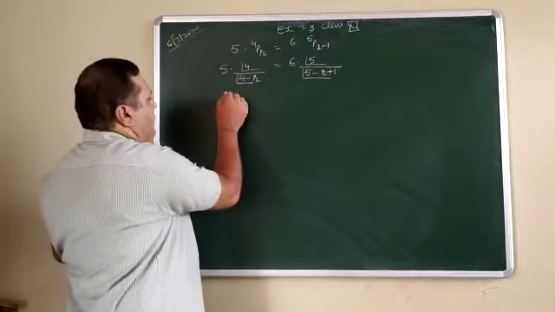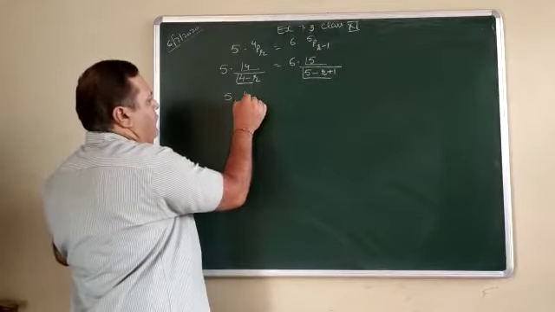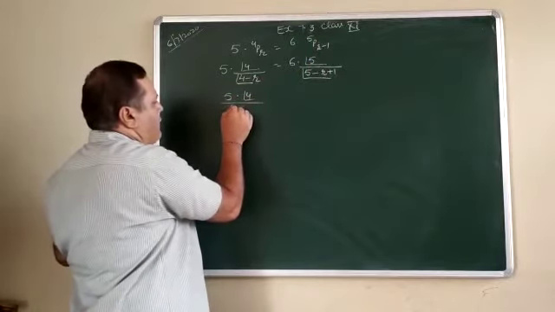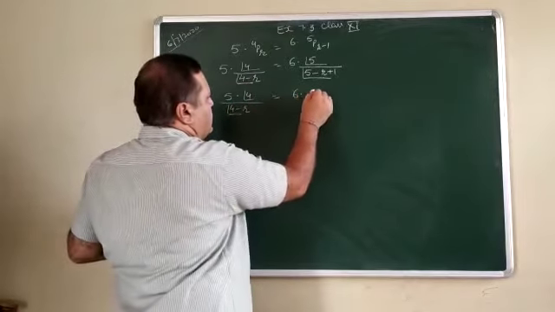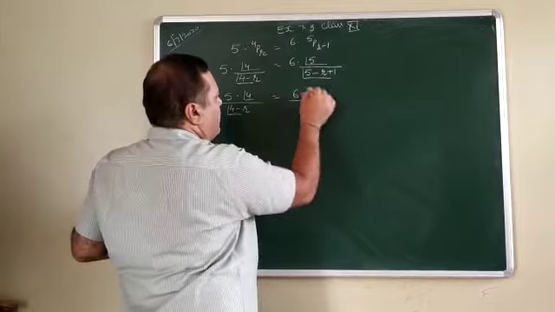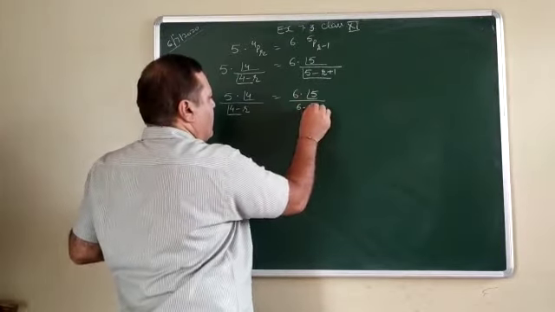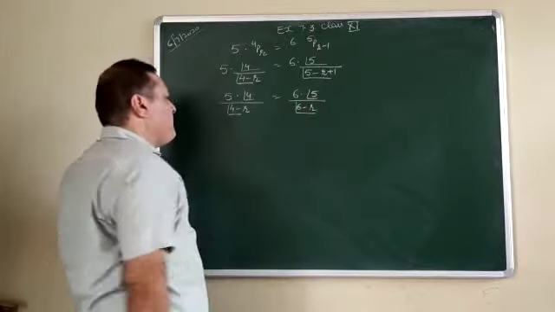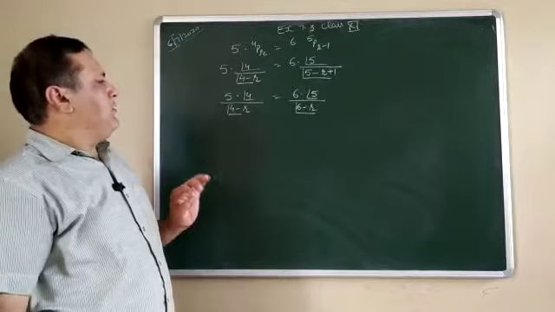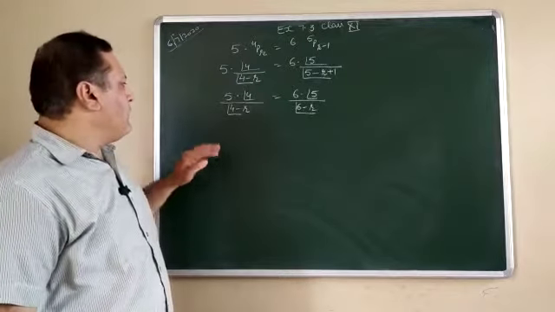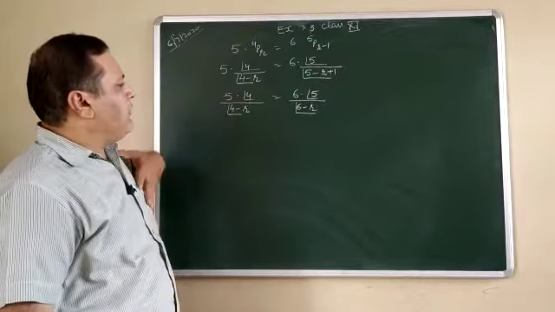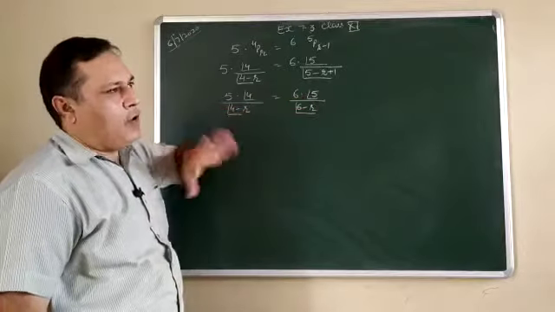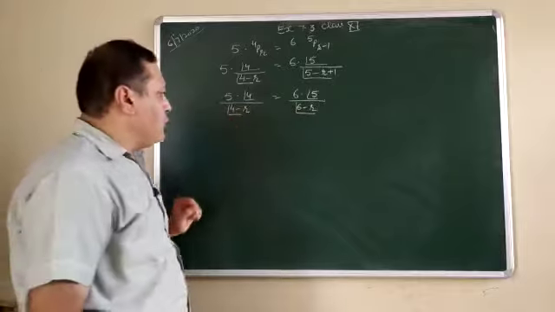Now it is 5 into 4 factorial upon (4 minus r) factorial equals 6 into 5 factorial upon (6 minus r) factorial. Now, one important thing we should discuss before going further with the questions. See this one, it is 4 factorial into 5. If I want to open it, I can open it. But I will give you a new thing.